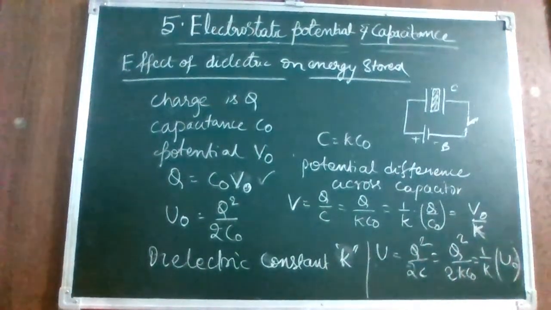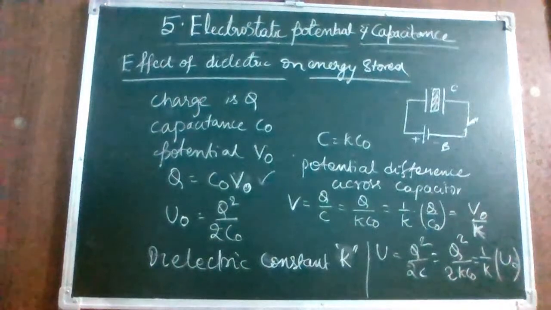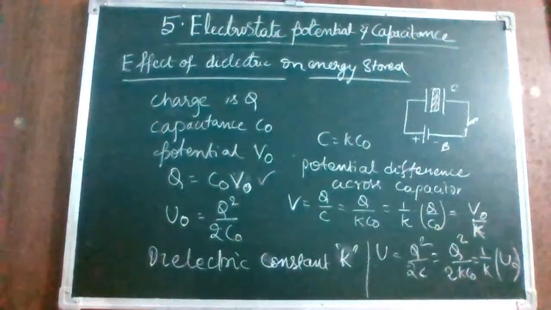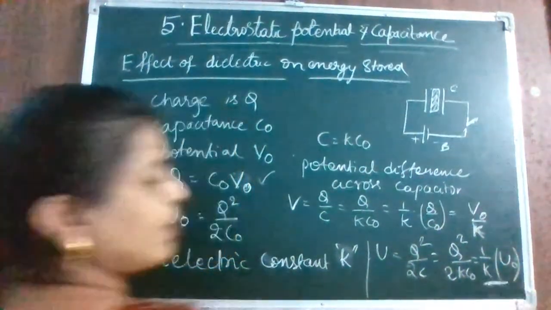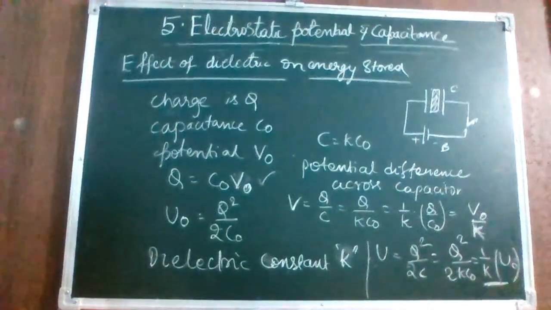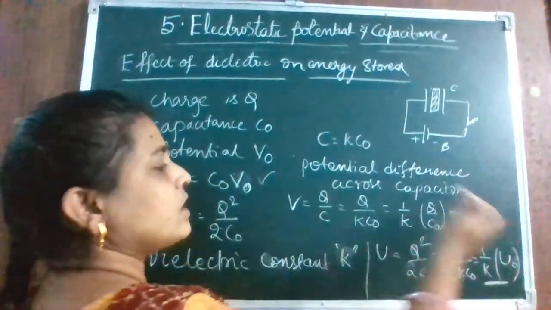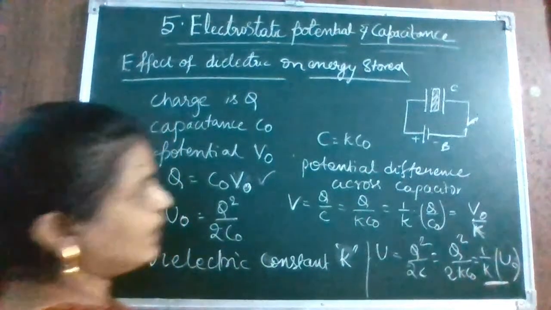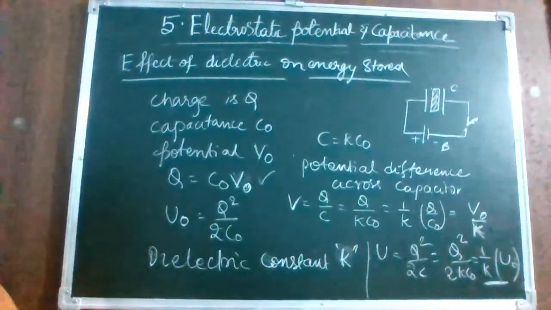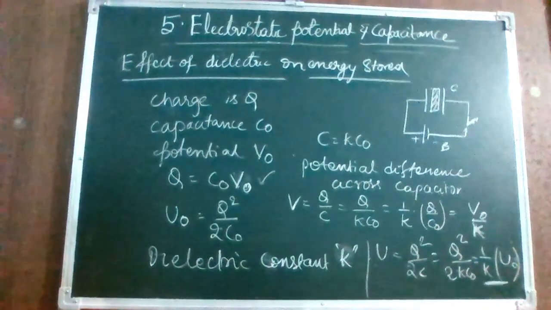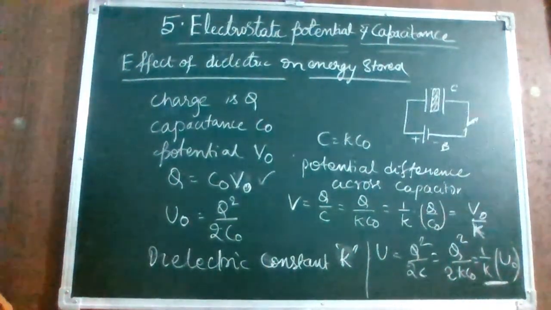So what is the result? Here the new potential difference is V naught by K, and the new energy is U naught by K. So the energy stored is reduced by a factor K to its original value. That means it is reduced by a factor of K. So V is also reduced by a factor of K by introducing a dielectric if the battery is disconnected. That is the effect of dielectric on the energy stored in a capacitor if the battery is disconnected.